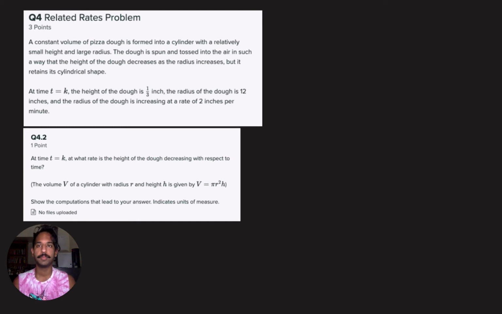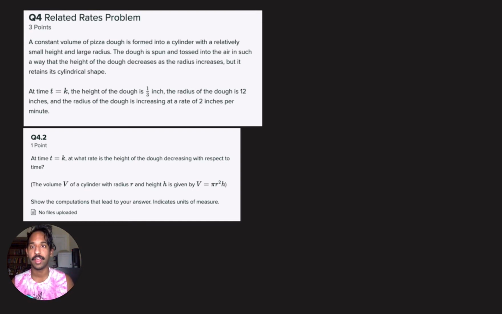We have a ball of pizza dough and we are throwing it up in the air. It's a constant volume because we're not adding more dough to it, but it's staying as a cylinder and it's just getting wider and wider as the radius increases, sorry, the height is decreasing. It's getting thinner and thinner, this pizza.